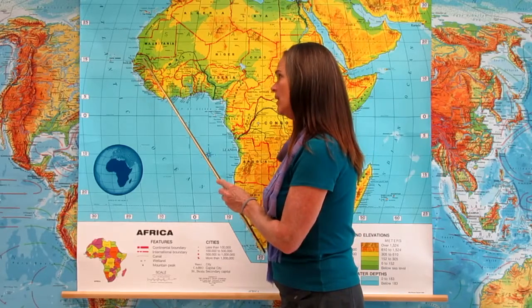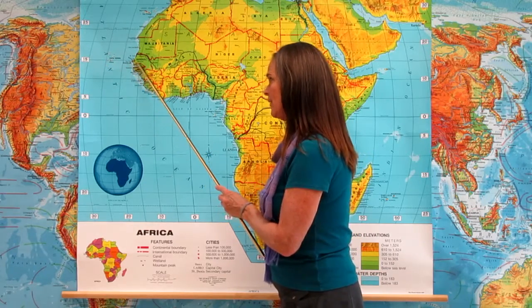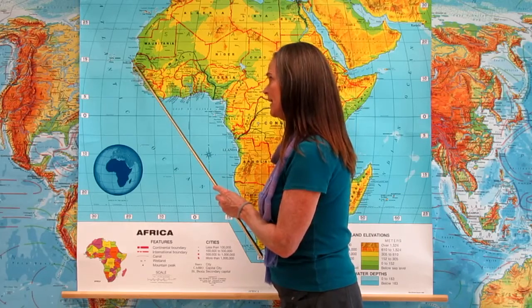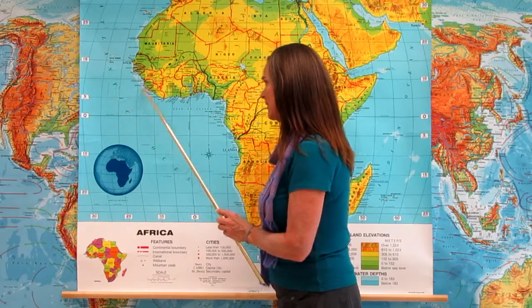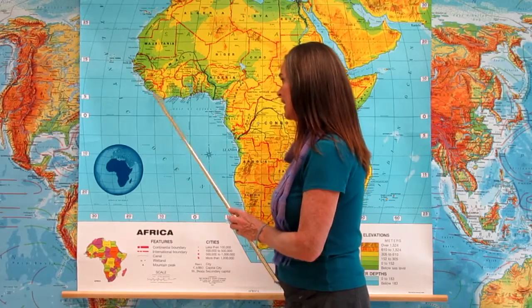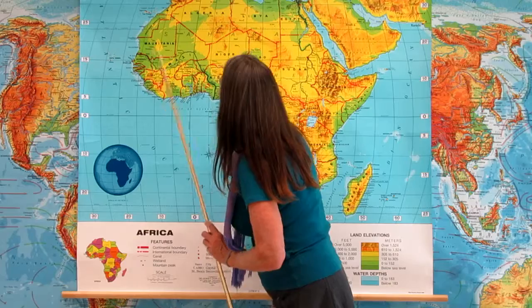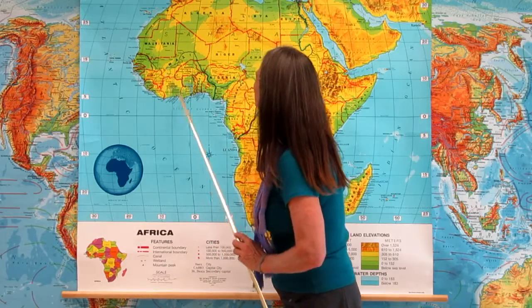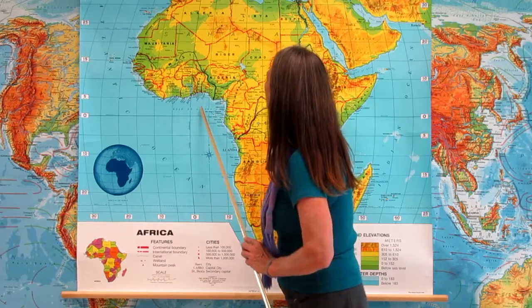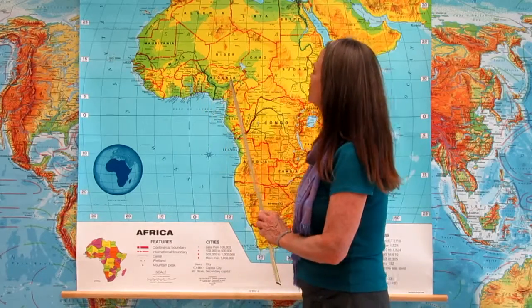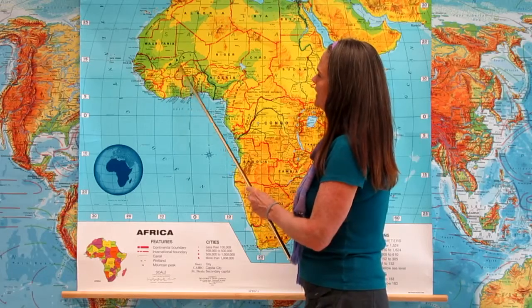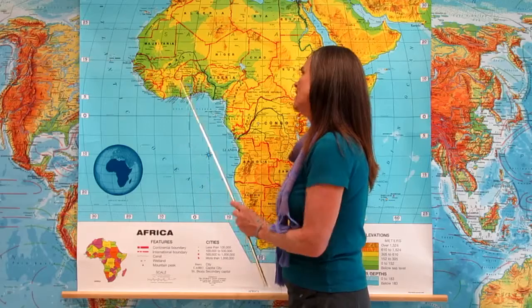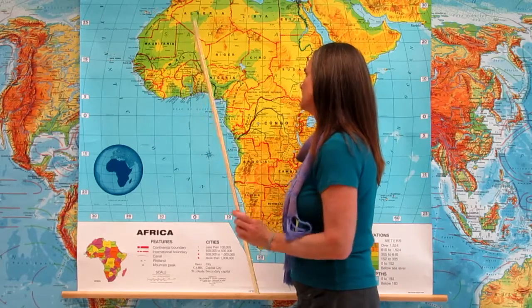We have Senegal. We have this little one that looks like a bite out of Senegal, which is called Gambia. We have Guinea-Bissau. We have Guinea. We have Sierra Leone, Liberia, Cote d'Ivoire, Ghana, Togo, and Benin, and Nigeria. Then we have one that is landlocked called Burkina Faso, and it's the only one in the West African region that is landlocked, okay?